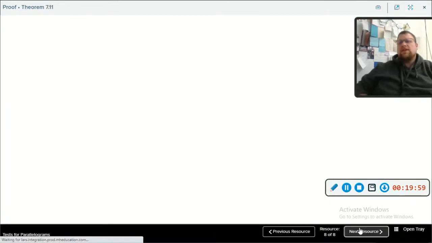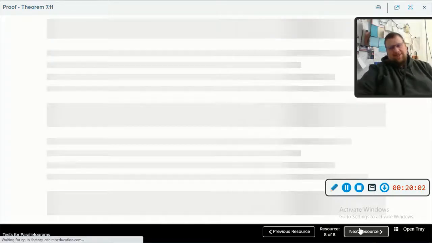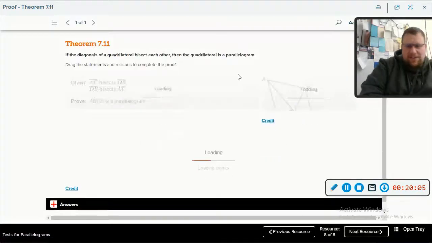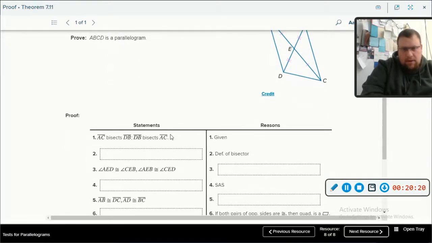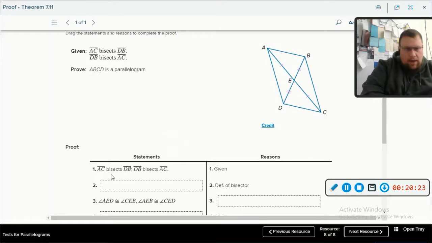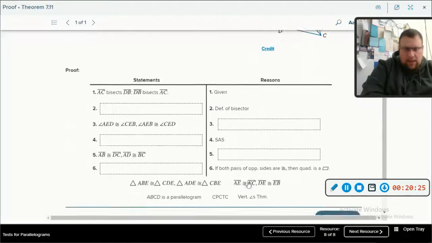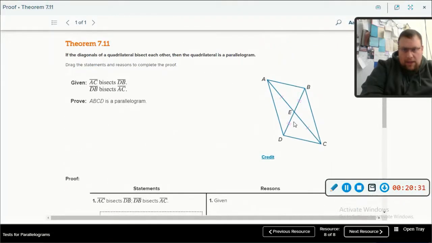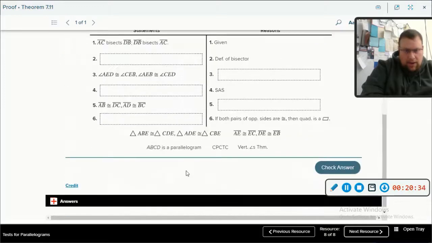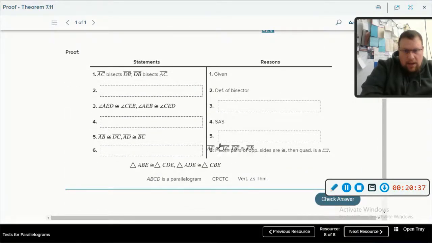Proof. Ooh, this is a goodie. Let's finish this up strong. So first things first, we're given that AC bisects DB. We see that because those two lines are congruent on either side of the bisector. Prove that ABCD is a parallelogram. Well, if AC bisects DB and DB bisects AC, then what do I know? I know that AE equals CE and DE equals BE, or AE equals EC.